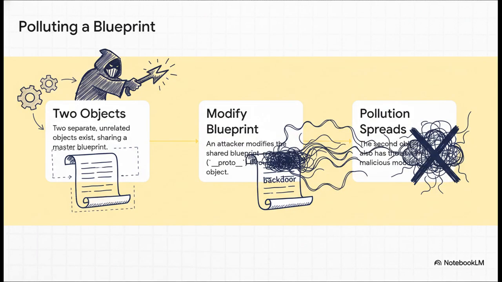It's super efficient, but as you can probably guess, it also creates this one incredibly powerful single point of failure. And the pollution part, well, that can be shockingly simple. Let's say you have two totally separate, unrelated objects. All an attacker needs to do is find one little weak spot in the code to get to that shared blueprint and change it. They might add a new property called backdoor to that blueprint through the first object, and bam. Suddenly, because the second object inherits from that same blueprint, it also has that backdoor.